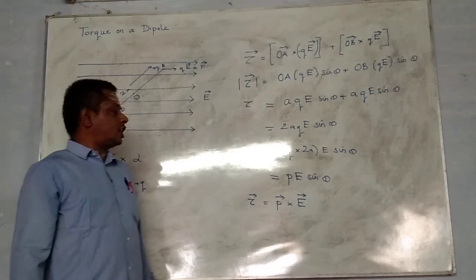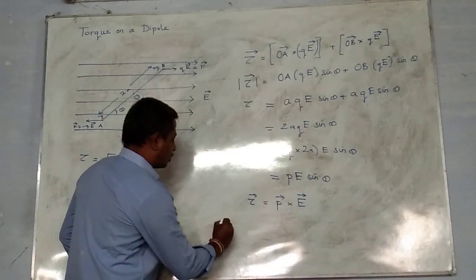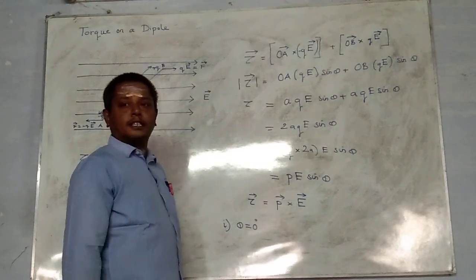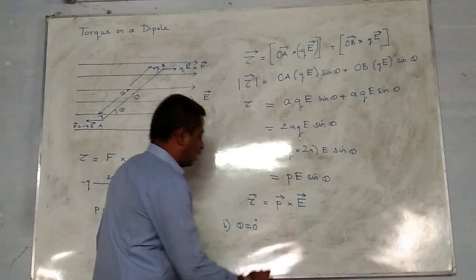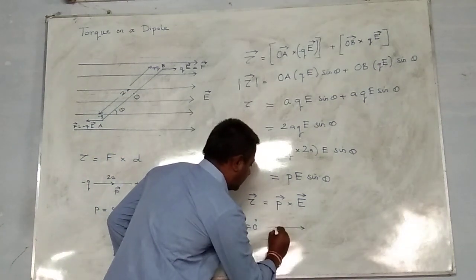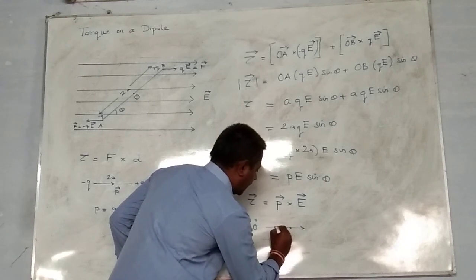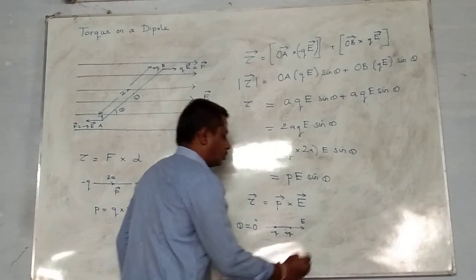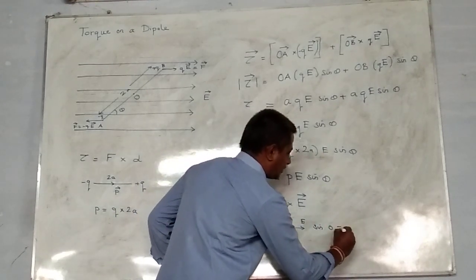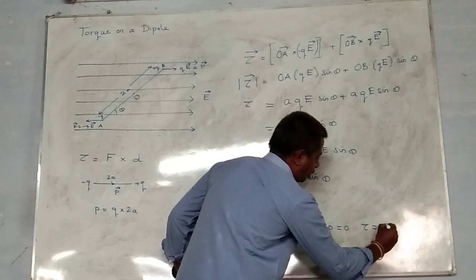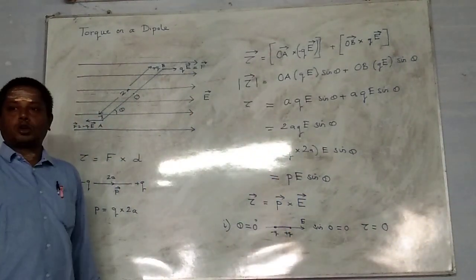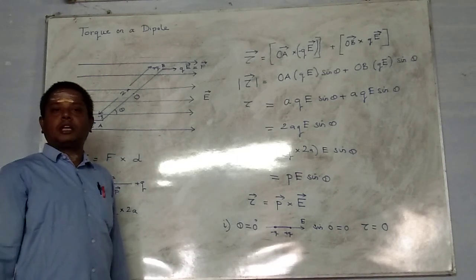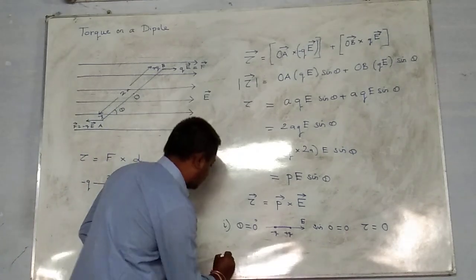Next, we have given two special cases. First special case, theta is equal to 0. Then the electric dipole is aligned parallel to the electric field. Then sin 0 is equal to 0, so torque is equal to 0. Our simple conclusion: when the electric dipole is parallel or anti-parallel to the electric field, torque is equal to 0.